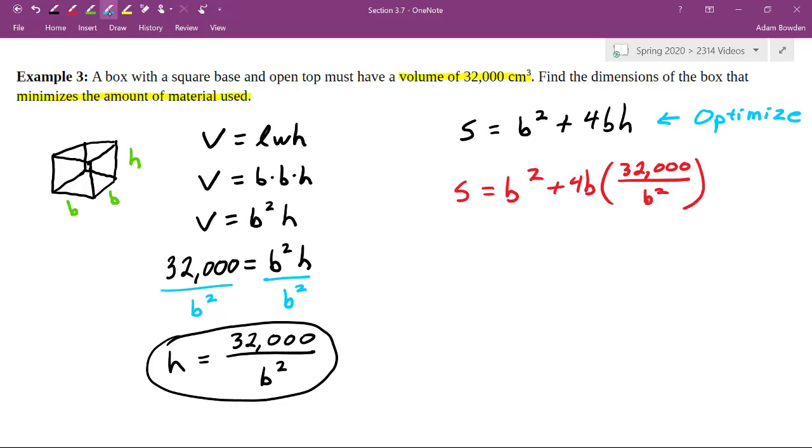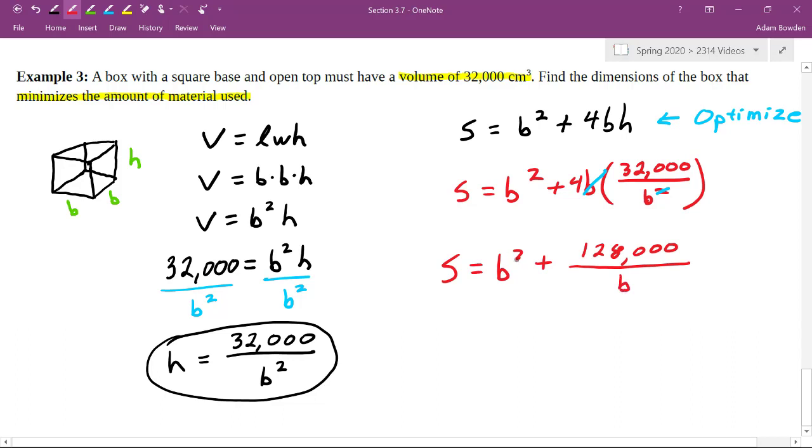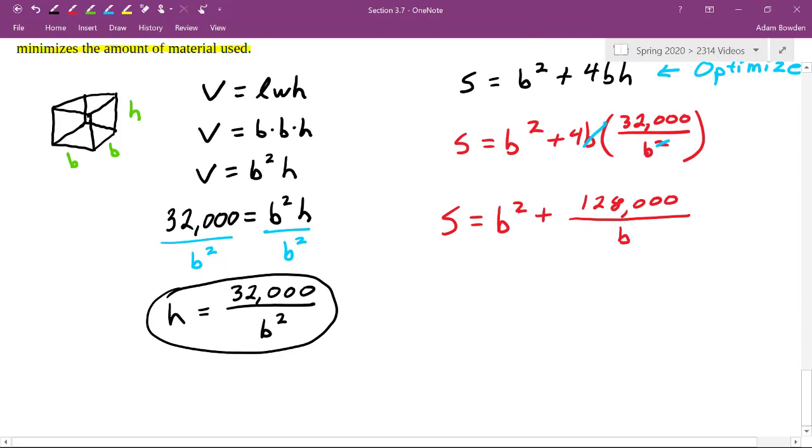And we'll notice that the b will go ahead and reduce down here. So I have b squared plus 128,000, that's the 4 multiplied by the 32,000, over b. So this is what we're going to need to optimize. So keep in mind that we're about to find the derivative of this. So why don't we go ahead and make that b to the negative first power.